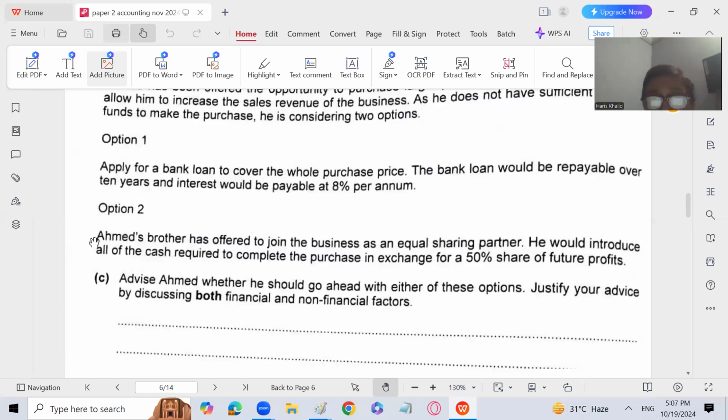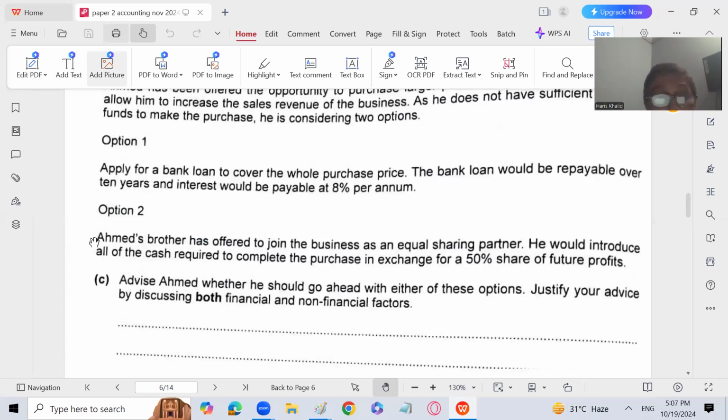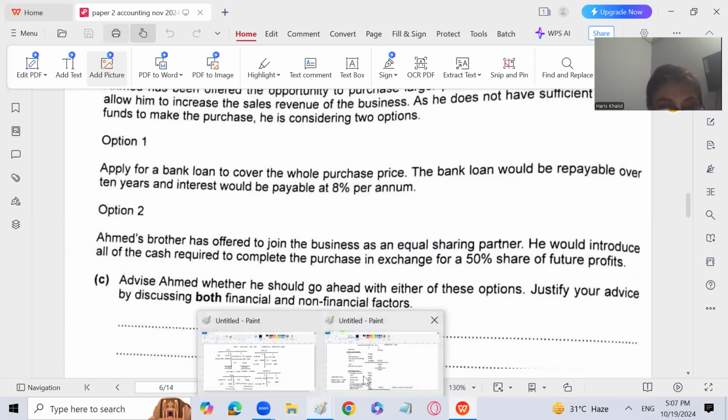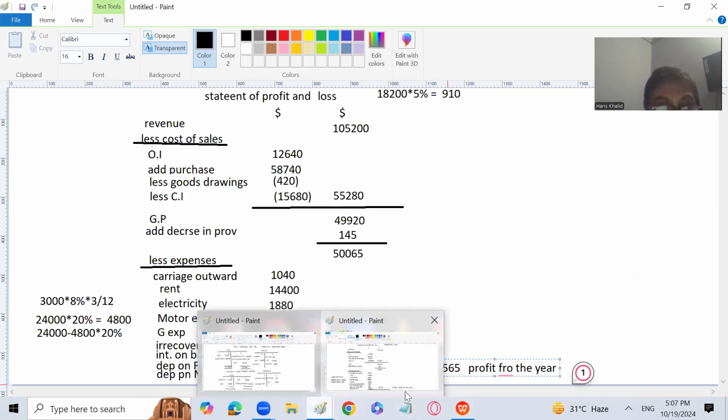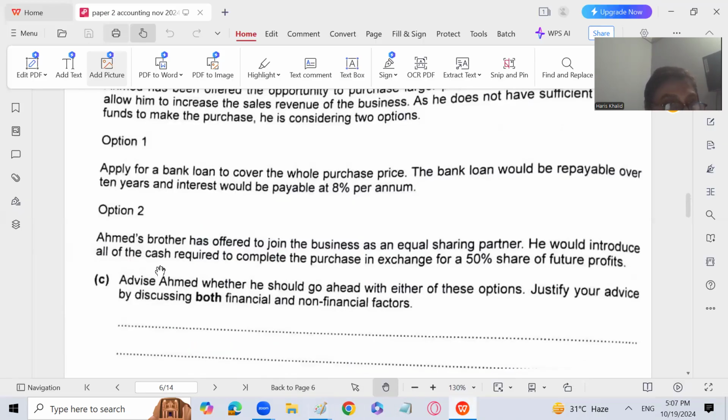And the percentage is the same, 8%. So 6,800 of interest cost will decrease his profit of 20,565 by almost 30%, because of the finance cost, right? And what is the other option? Ahmed's brother has offered to join as an equal sharing partner. He will provide all of the cash required to complete the purchase in exchange for a 50% share of profit.